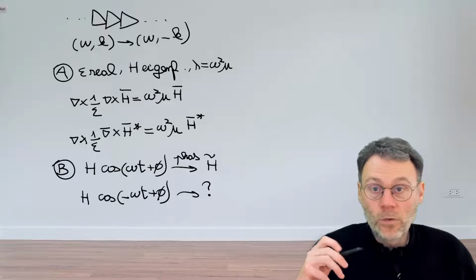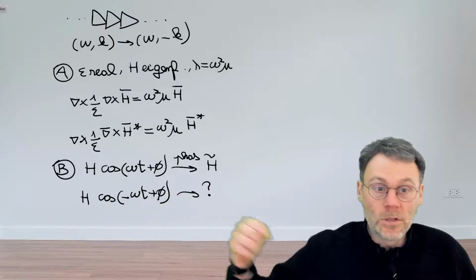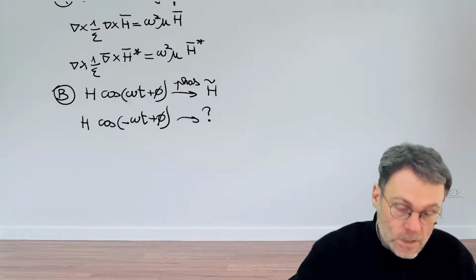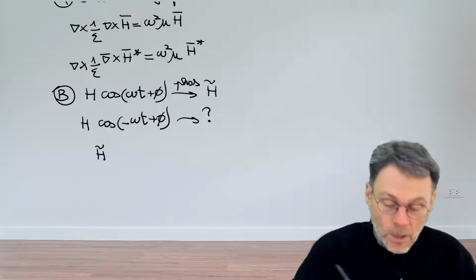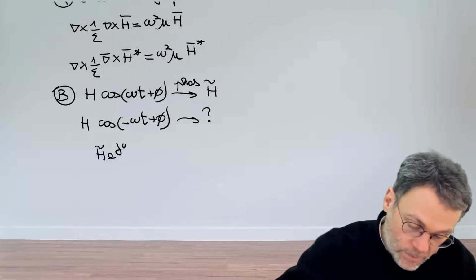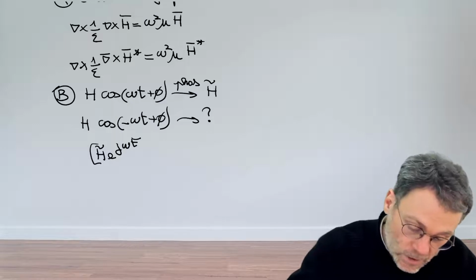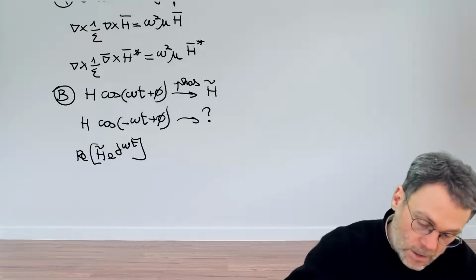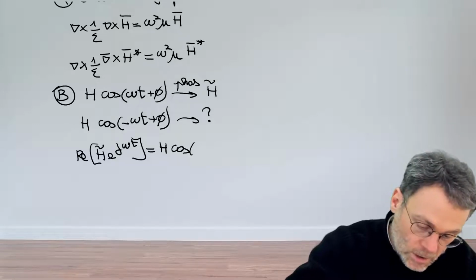So let's start from what we know. We know that h tilde is the phasor corresponding to this time dependence. So this actually means that if we have our phasor h tilde and we multiply it by our choice of time dependence, which is exponential j omega t, and we take the real part, the result should be h cosine omega t plus phi.